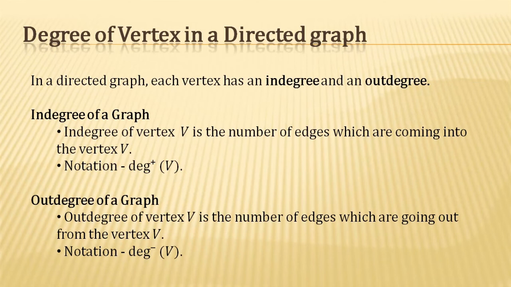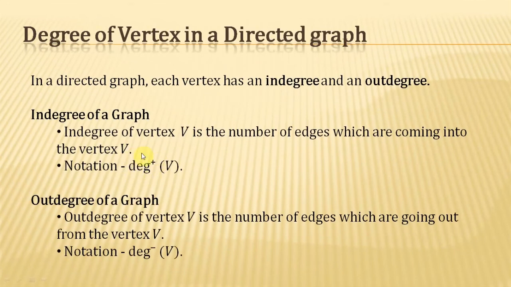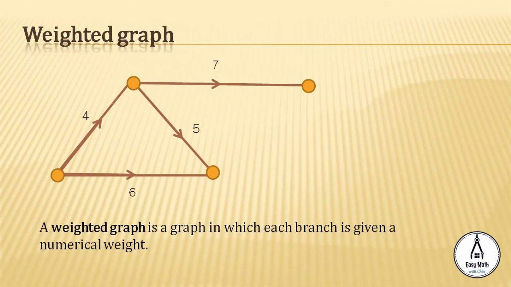Degree of a vertex in a directed graph. In a directed graph, each vertex has an in degree and an out degree. So let's consider the vertex V. V has 2 outward arrows and 1 inward arrow. Therefore, its out degree is 2 and the in degree is 1. So this is the notation that we can use for the in degree of a vertex, and this notation is for out degree. Weighted graph. A weighted graph is a graph in which each branch is given a numerical weight. So this graph is a weighted graph as well as a directed graph.